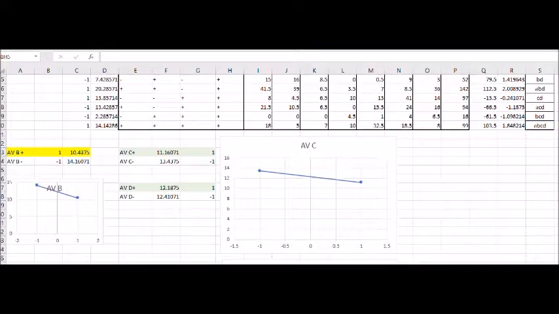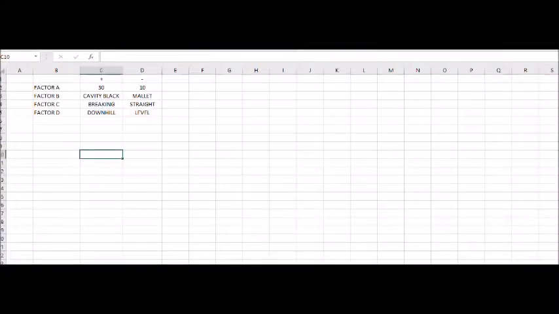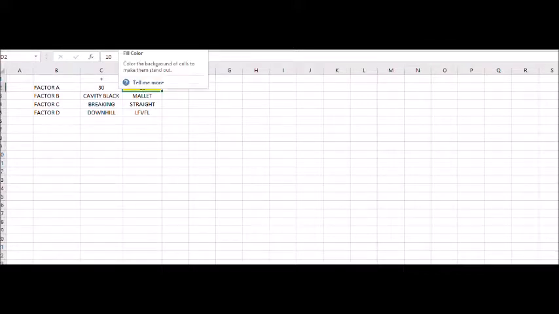So in conclusion, we can say that the best is going to be when we have factor A in low. In terms of natural language, it's at 10 feet, with cavity back, in breaking, and in downhill. And we can say from the residuals that our model is accurate.